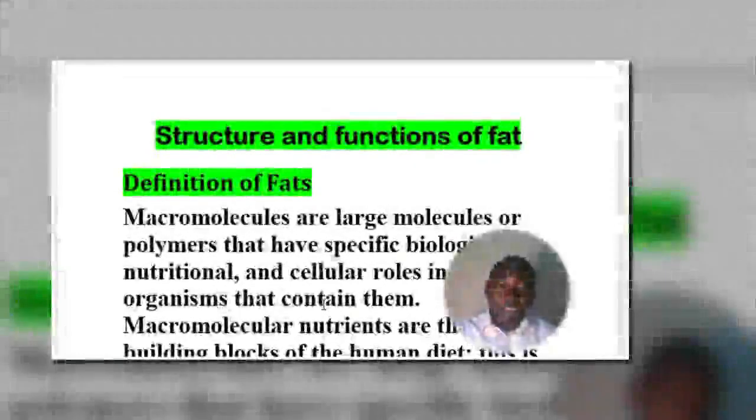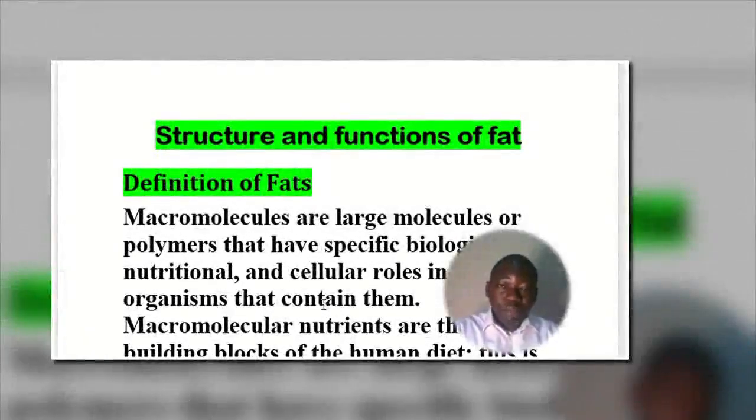Back, students. At this time, we are looking at the structure and functions of fat. In the previous lesson, we looked at the structure and functions of carbohydrates, and now we are looking at the structure and functions of fat, and we are starting right away.